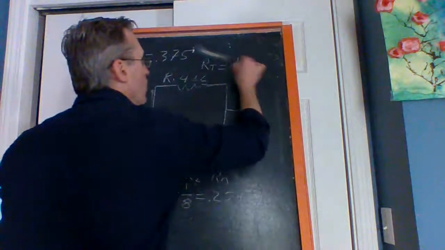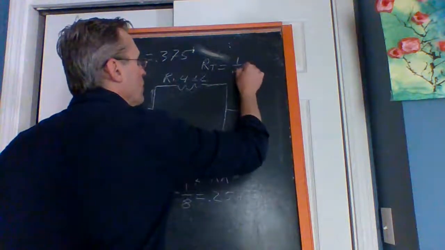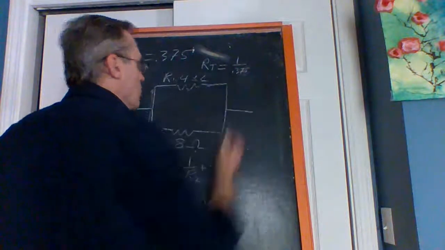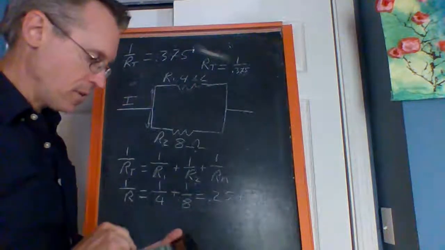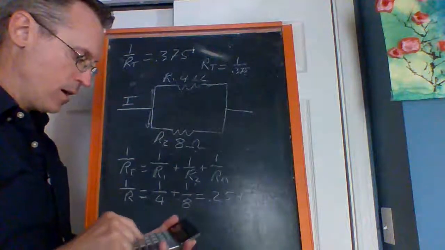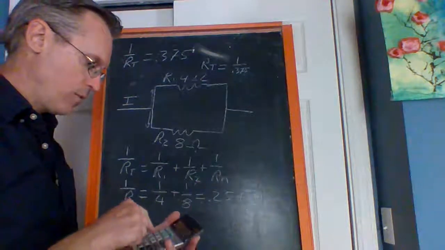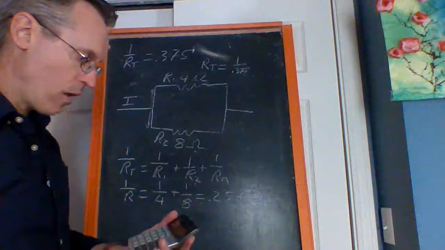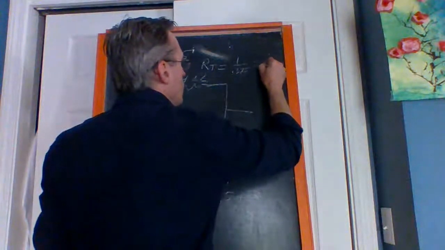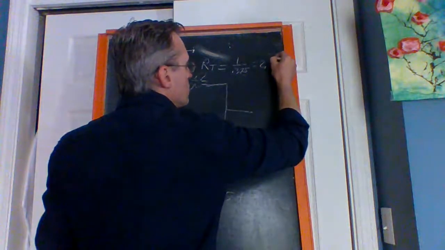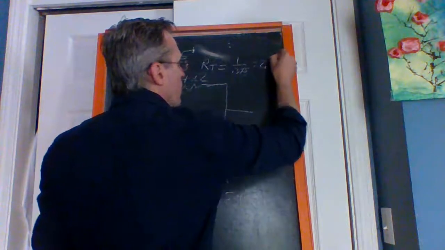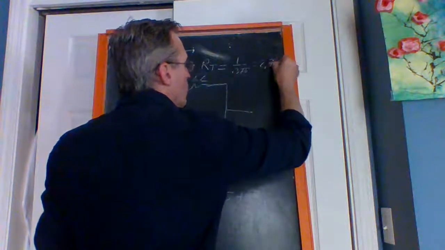But that's not my total resistance. Remember, this is a reciprocal, so I'm going to take the reciprocal of both sides. R total is equal to 1 over 0.375, which is 1 divided by 0.375 equals 2.6 repeated thereabouts, so I'm going to round it off to 2.7 ohms.